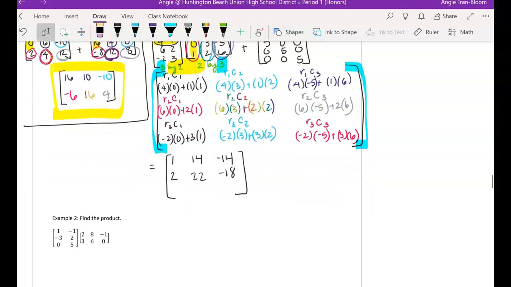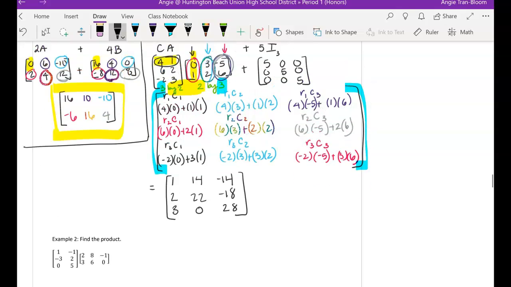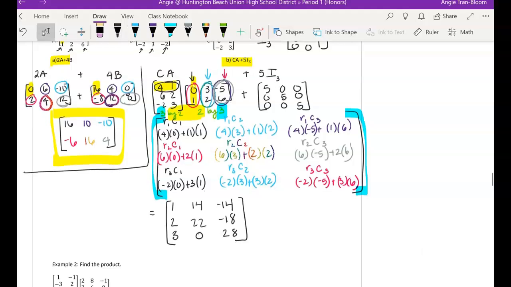Next is negative 2 times 0 is 0. 0 plus 3 times 1 is 3. Negative 2 times 3 is negative 6 plus 6 is 0. Then negative 2 times negative 5 is 10. 10 plus 18 is now 28. So that's the product of C times A.